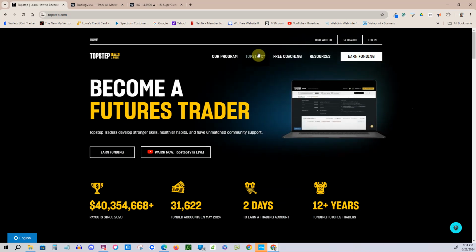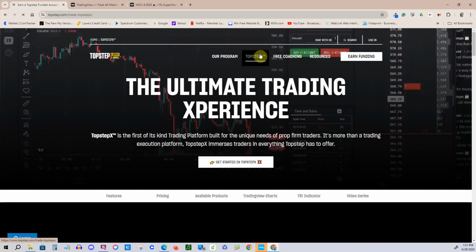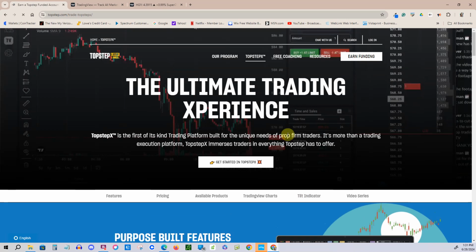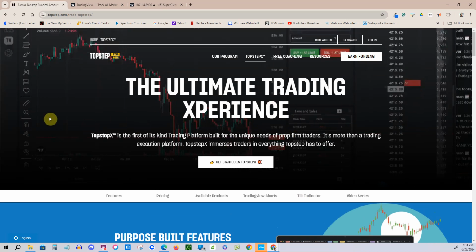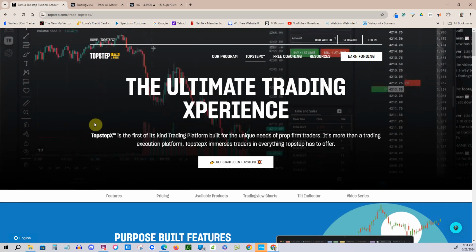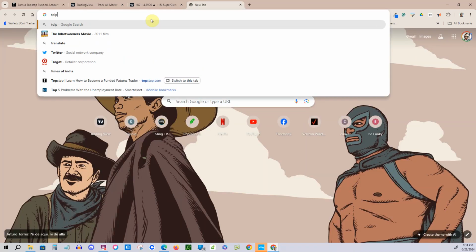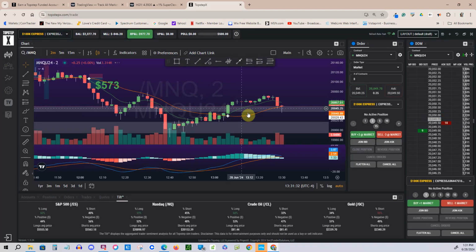Once you have access to TopStep, then you can choose your combine, choose the challenge account that you're going to get. And then you're going to use your trading. Once you're actually trading, let's see if we can get into TopStepX. So this is what it looks like.